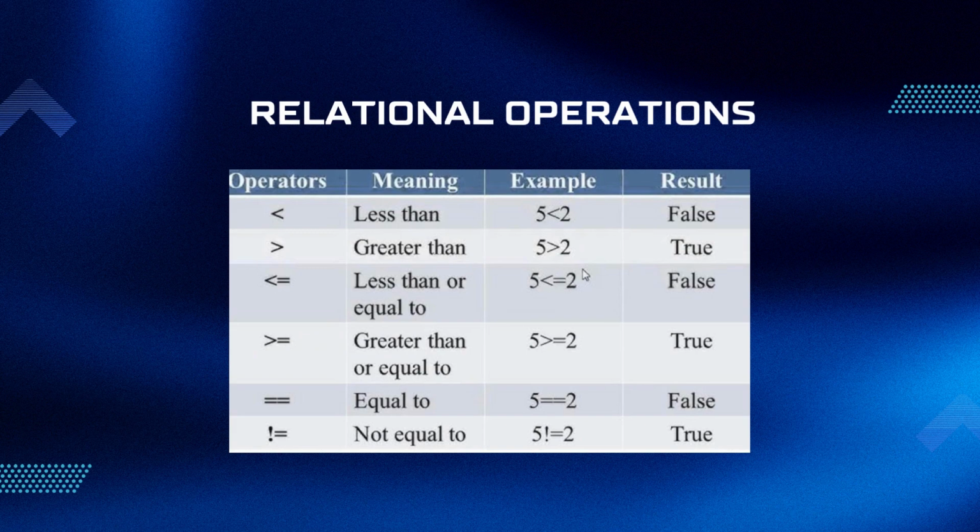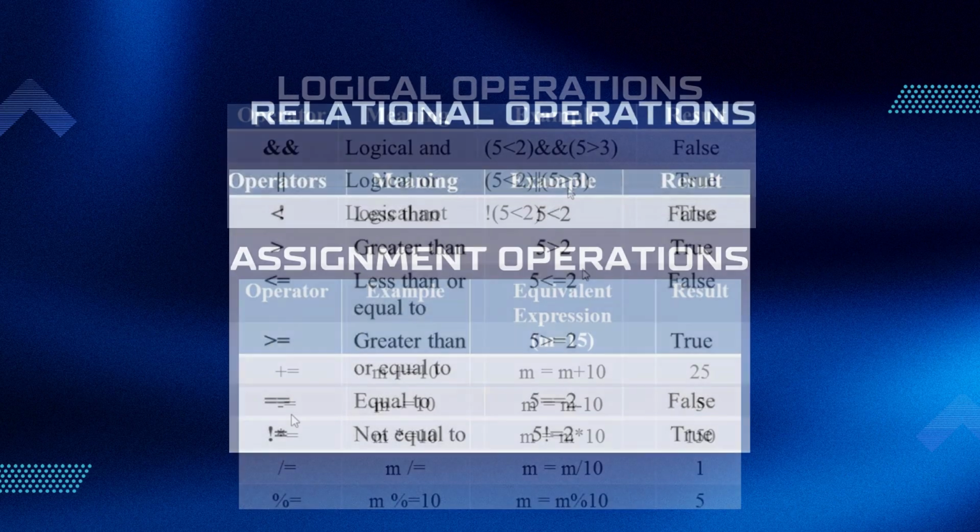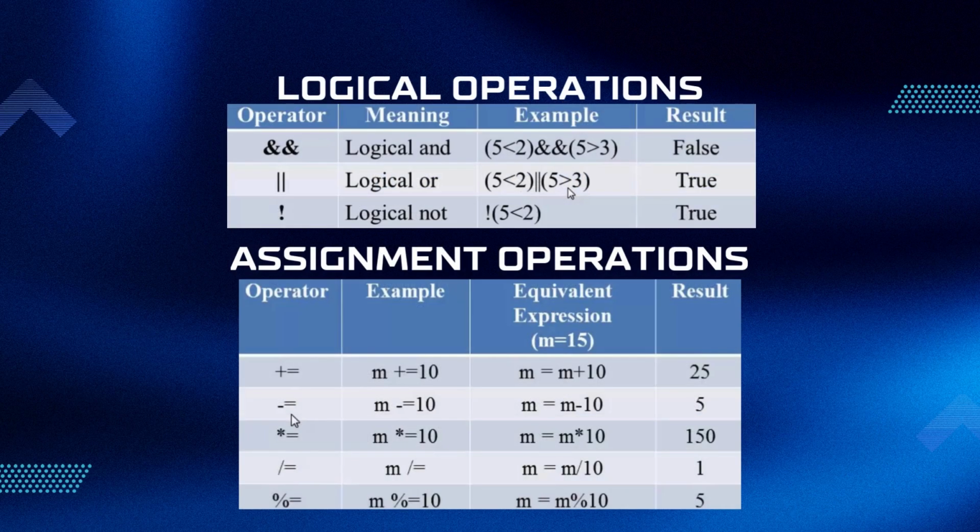Relational/comparison operators are used to compare two values or variables. This is important in programming because it helps us find answers and make decisions. We have less than, greater than, less than or equal to, greater than or equal to, and not equal to operators. Logical operators are used to determine the logic between variables or values. We have logical and, logical or, and logical not.